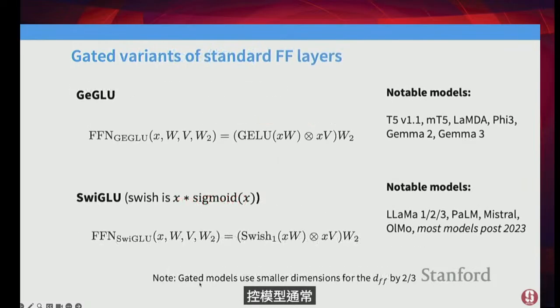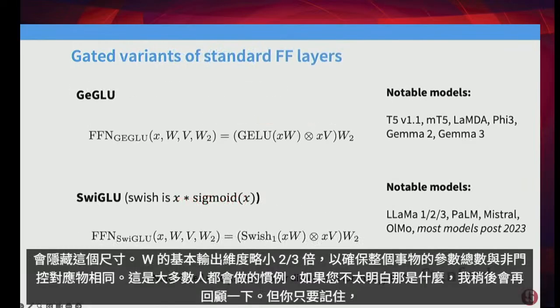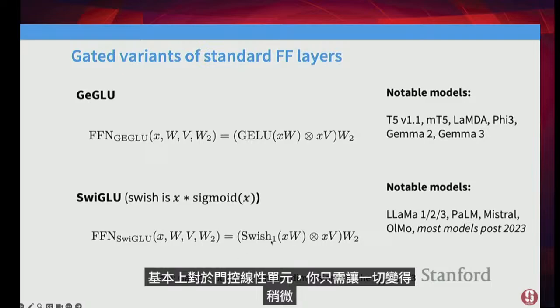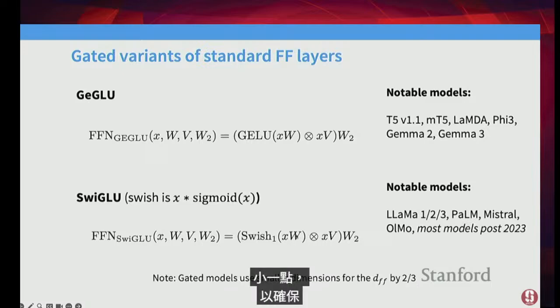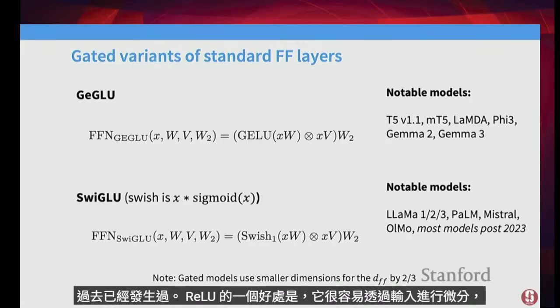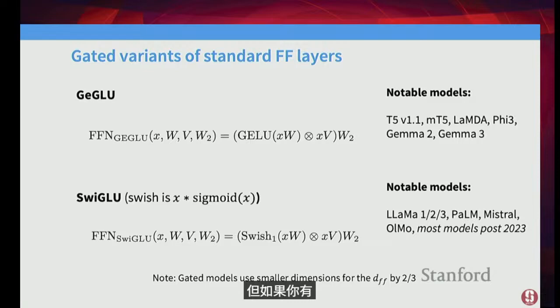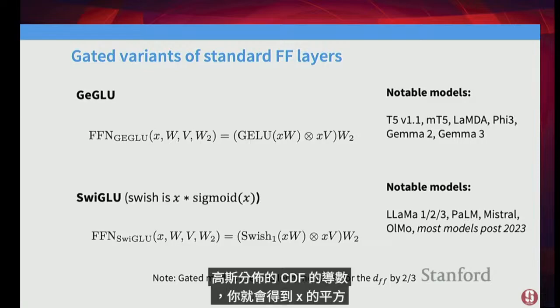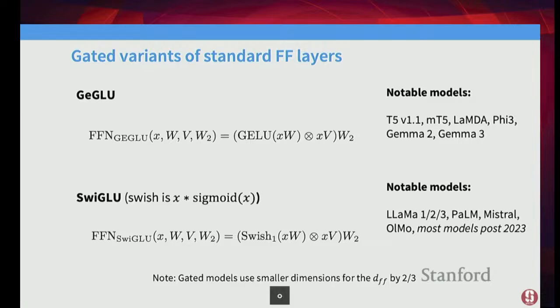And what people do is gated models usually make the hidden size, basically the output dimensionality of W, slightly smaller by a factor of 2/3, in order to make sure that the total number of parameters of this whole thing remains the same as the non-gated counterparts. And that's a convention thing that most people do. If you don't quite understand what that is, I'll go back over that again later, but you can just keep in mind that for the gated linear units, you just make everything a little bit smaller to make sure things remain parameter matched.